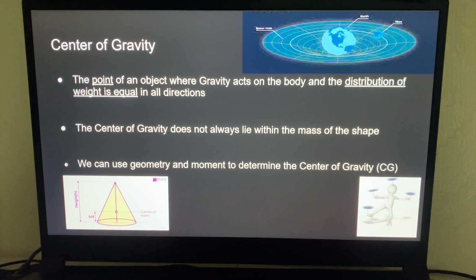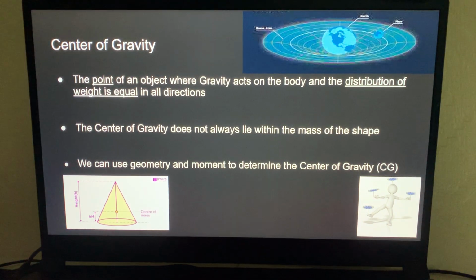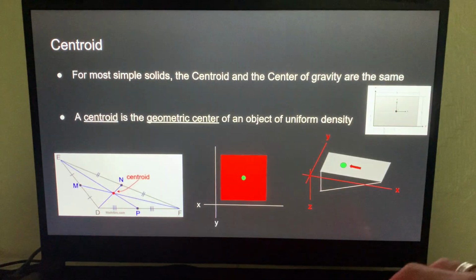So in this example down here with the cone, you can see that the center of gravity is 1/4 of the height of the cone and directly in the center of the circle. But if this was a traffic cone, we know that there is an air pocket inside, and that would mean the center of gravity would exist outside of the mass of the shape and rather inside the air pocket.